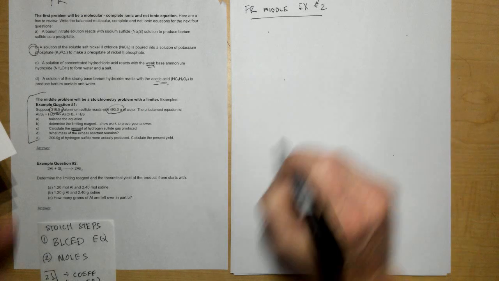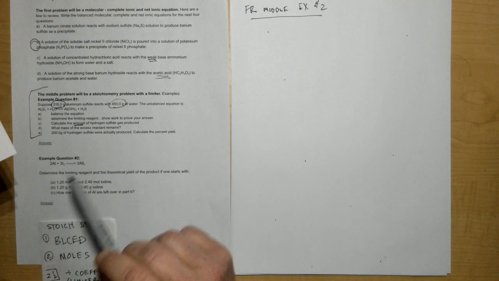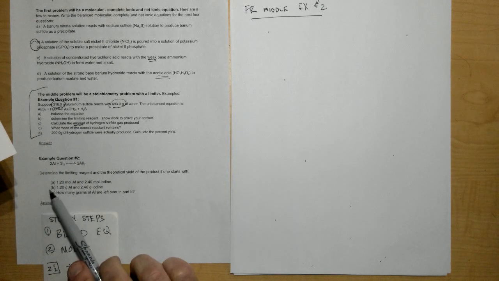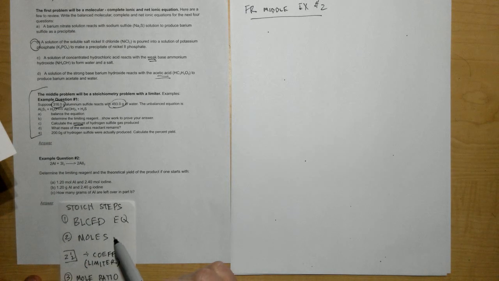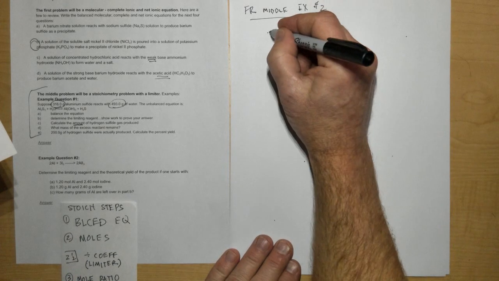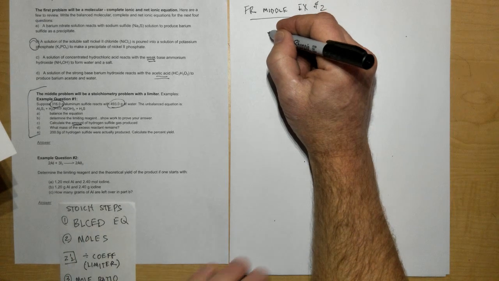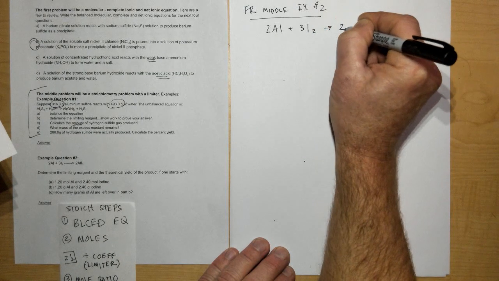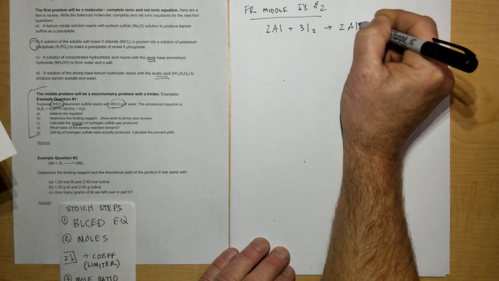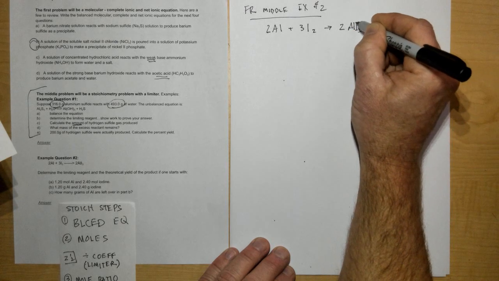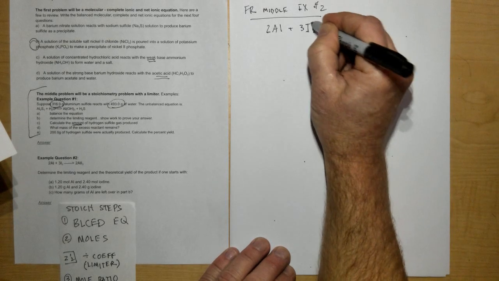Okay, so this is the free response middle problem here, question number 2, and it's another stoichiometry type problem with the letters A, B, and C. The first one is to write the balanced chemical equation right here, and so we have 2Al plus 3I2 goes to 2AlI3. This is an I right here, iodine.